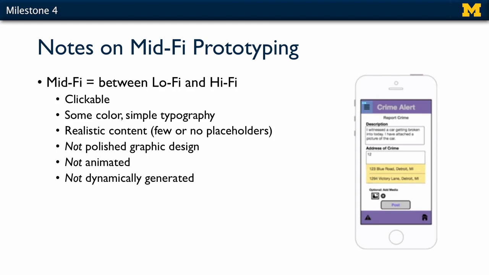And mid-fi prototypes are usually going to have realistic content, and they're going to have few or no placeholders. So rather than having placeholder text or boxes with X's through them to represent where an image is going to go, you're actually going to put in representative text and representative images to show what that particular interface is going to look like in that state.